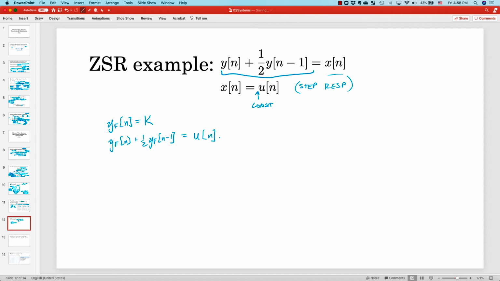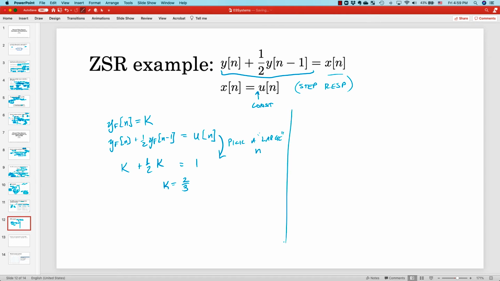Now the trick here, to go from this line to the next, is pick a large n and make it work, basically. So I have k plus 1/2, well, this is a delayed version of the force function, but if I pick a large enough n, then the step will have turned on and I get k again. And if I pick a large enough n on the right, I get 1. So this allows me to solve for the forced mode is just 2/3 constant.